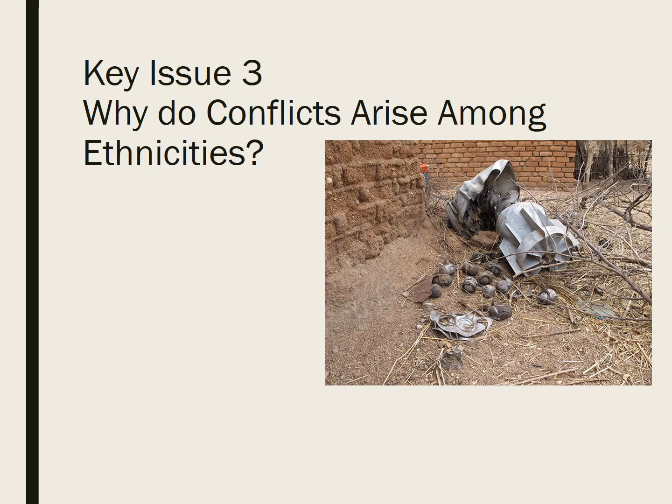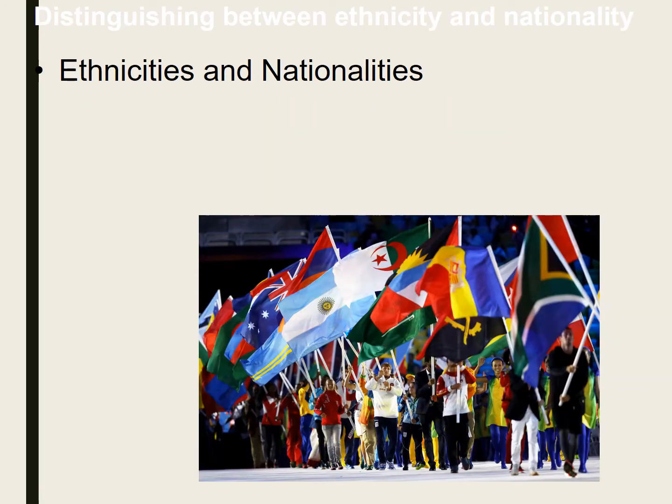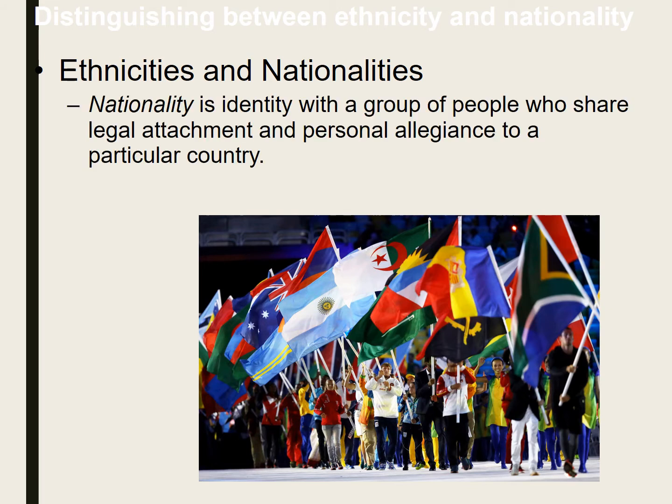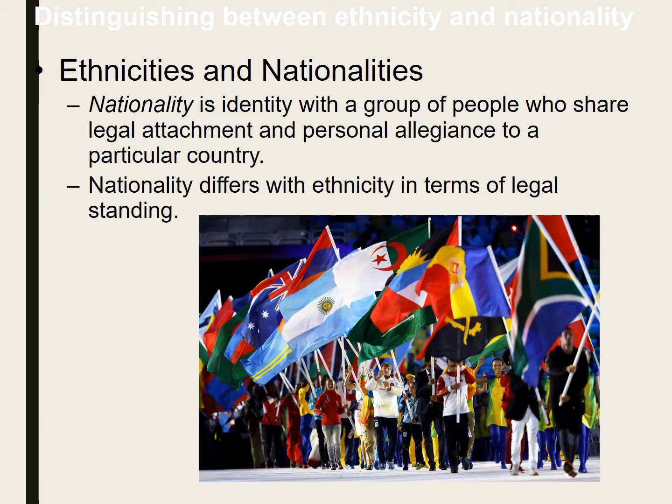Okay, let's get started. I think first, to understand this, we need to make sure we have an understanding of the difference between ethnicity and nationality. This is something we went over in class, but let's take another look. Nationality is identity with a group of people who share legal attachment and personal allegiance to a particular country. It differs with ethnicity in terms of legal standing. Remember, nationality is the more legal side, ethnicity is the more cultural side of things.